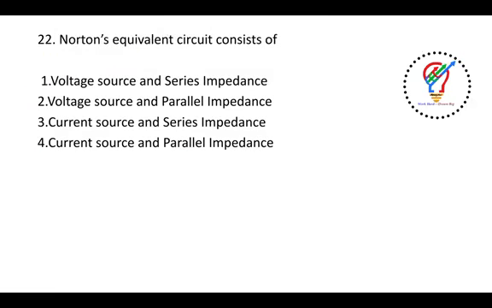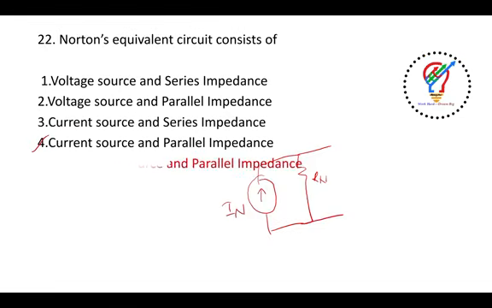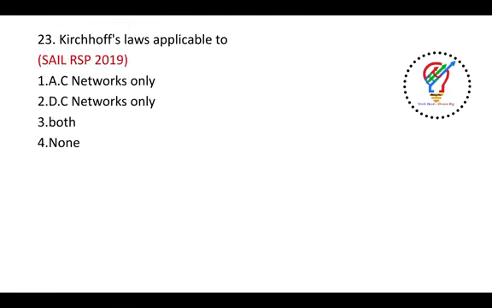Similarly, what about Norton's? This question is asked in the ESE paper. Norton's equivalent circuit consists of. Norton's is the dual of Thevenin's, where we have a current source IN in parallel with the resistance, like this. So now you can guess the answer for this question. It is a current source in parallel with its impedance. So the answer will be 4 here.